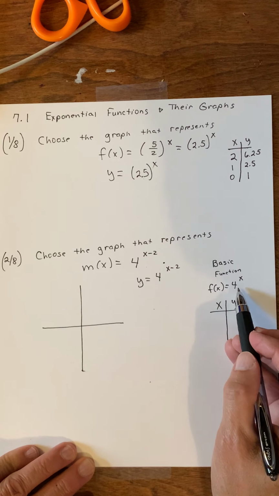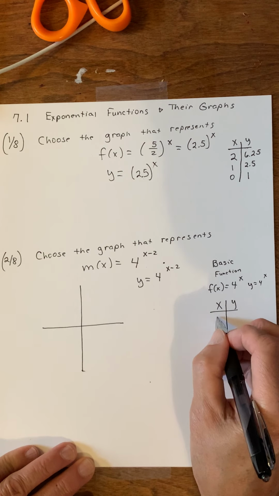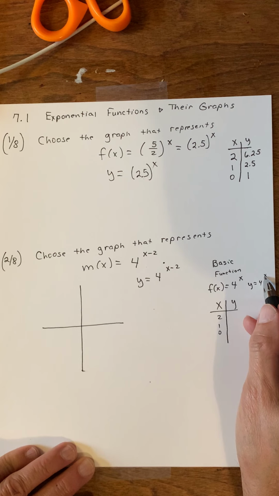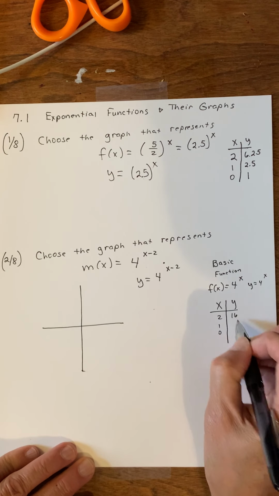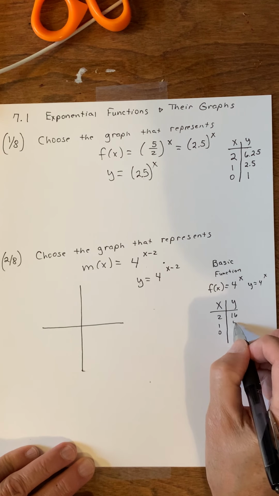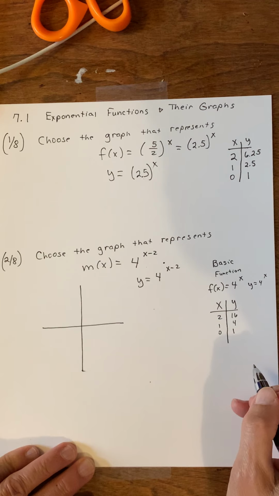y equals 4 to the x. Let's do 2, 1, and 0. y equals 4 to the 2, or 4 squared, that's 16. y equals 4 to the first power, or 4. y equals 4 to the 0 power. There's our old friend, 0, 1.